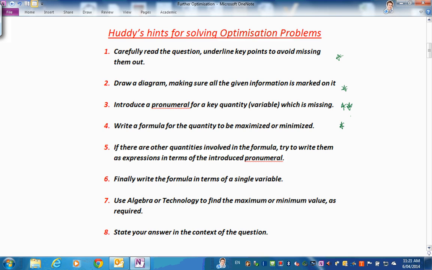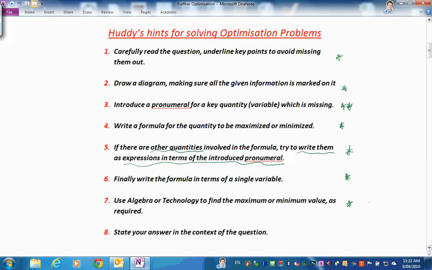Writing a formula for the quantity to be maximised or minimised. And if there are other quantities in the formula, like not just radius perhaps, but the height of a cylinder, then you must try to write them in terms of the introduced pronumeral. In other words, work all in Xland. Don't have an R and an H. Try to get it all in terms of one variable, because you know what's going to happen if you can write it in terms of a single letter or variable. You can use algebra or technology so that you can find the maximum minimum value.